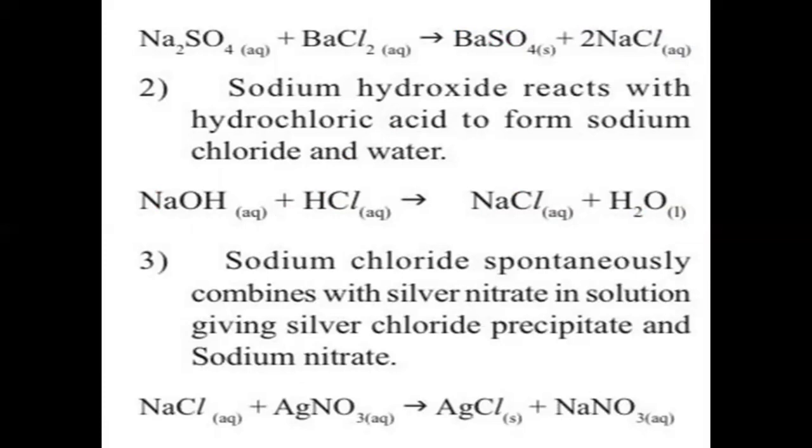Coming to the next examples. First equation: when sodium sulfate is mixed with barium chloride, it forms barium sulfate and sodium chloride. In this equation, sodium sulfate is aqueous, barium chloride is aqueous, sodium chloride is aqueous, but barium sulfate is solid. So this barium sulfate is insoluble and will form as a white colored precipitate.